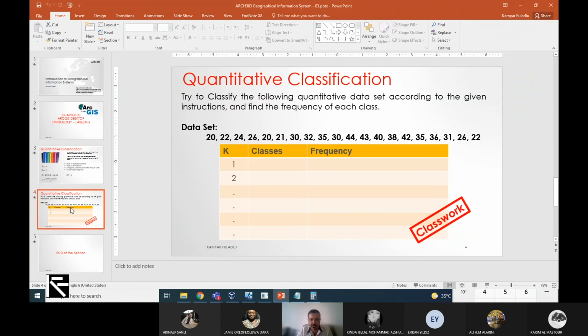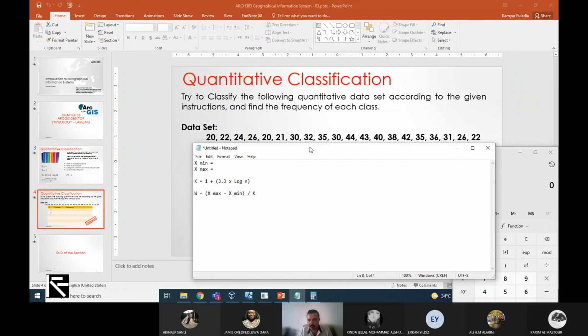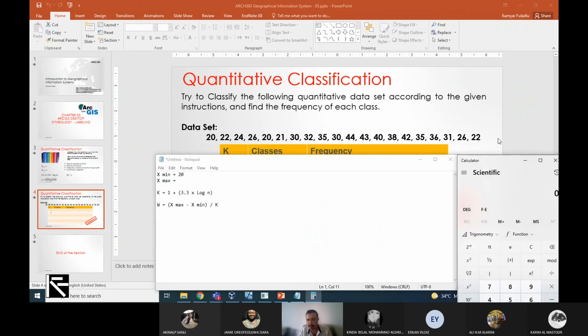So now I need one of you to help me find this. As far as I see, the smallest member is 20, isn't it? We have 20, nothing less than 20. And the biggest member, I think it is 44. So this is this part. I'm just defining the biggest and the smallest one. Now I jump to my first formula.